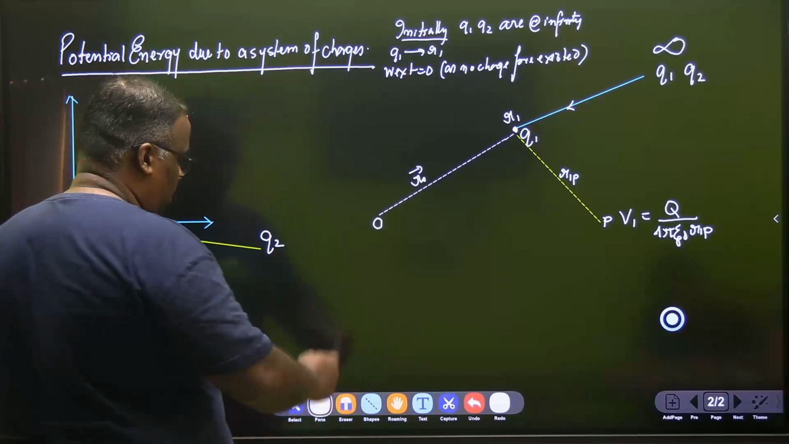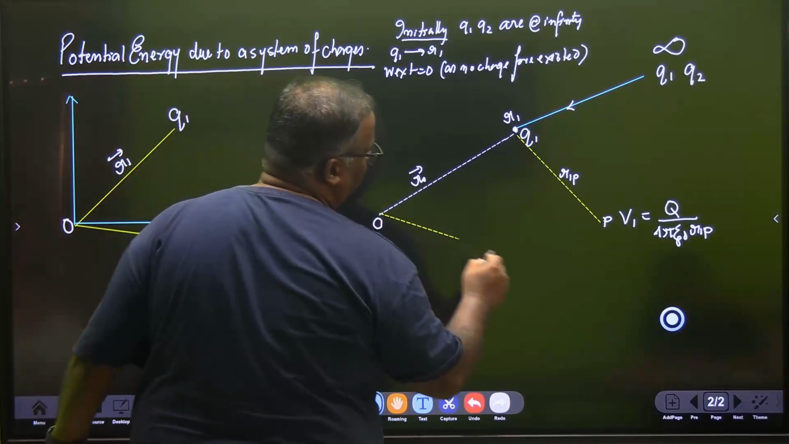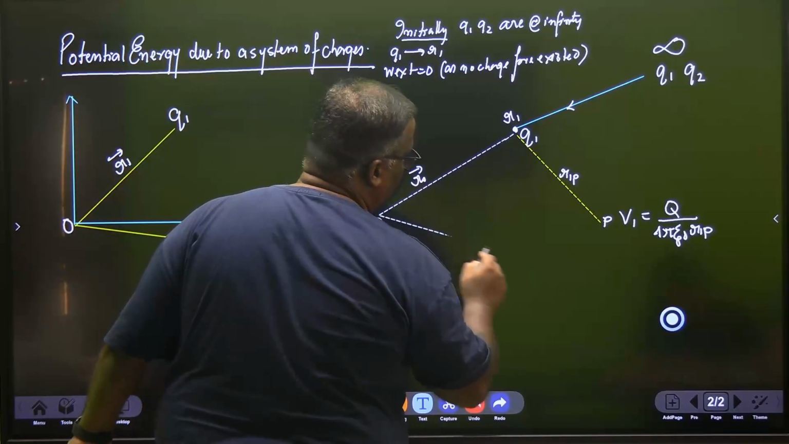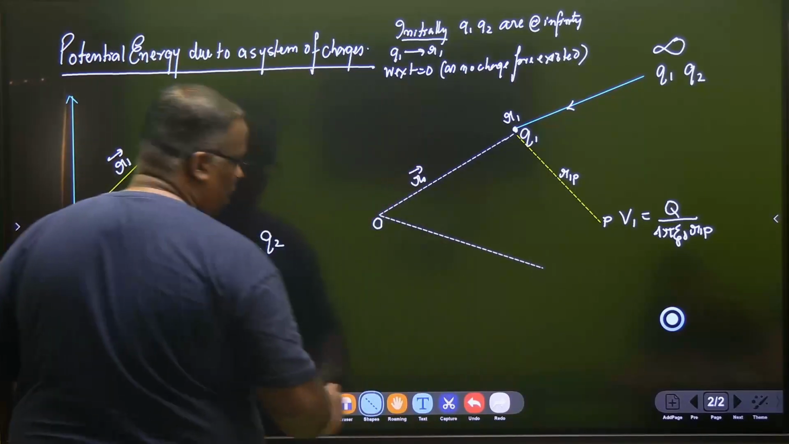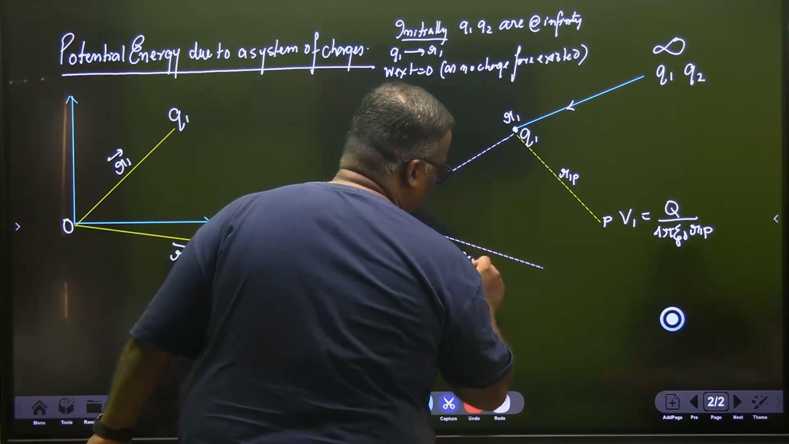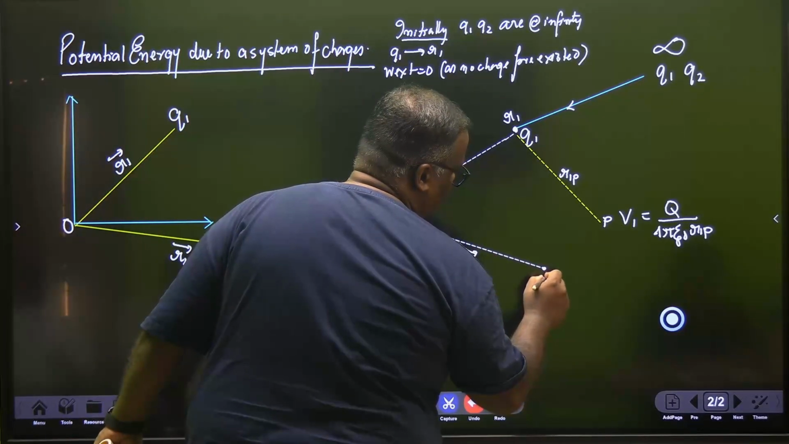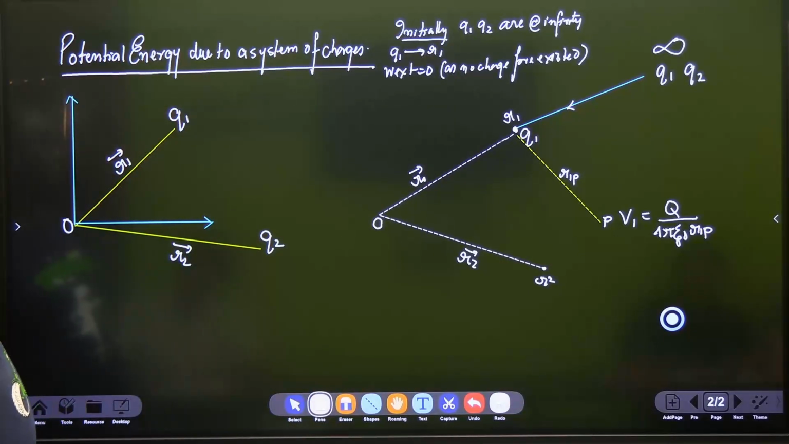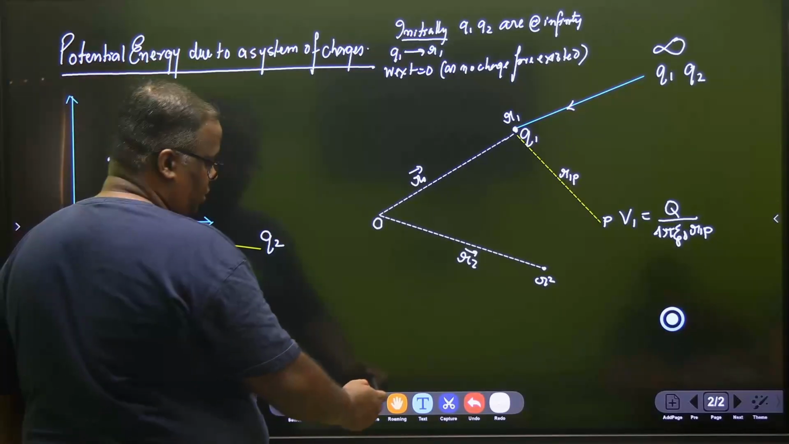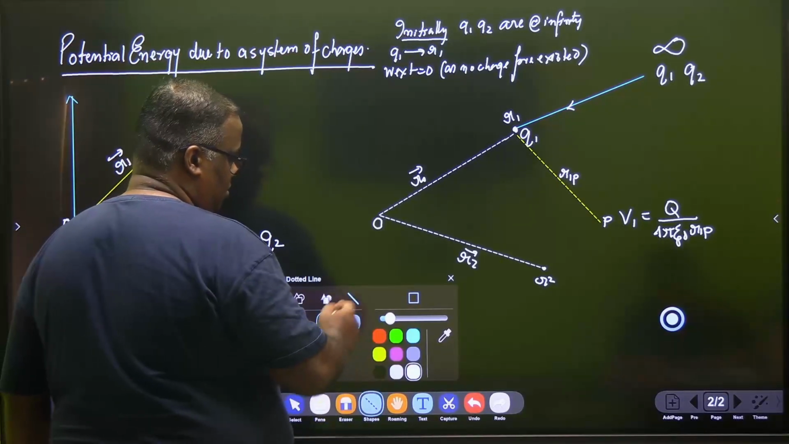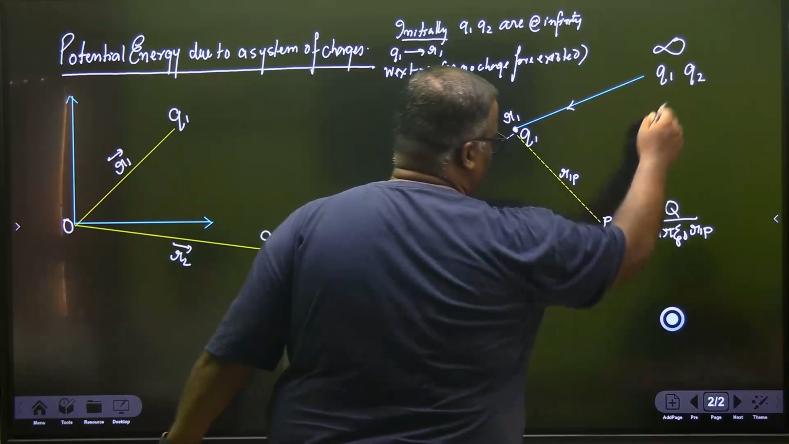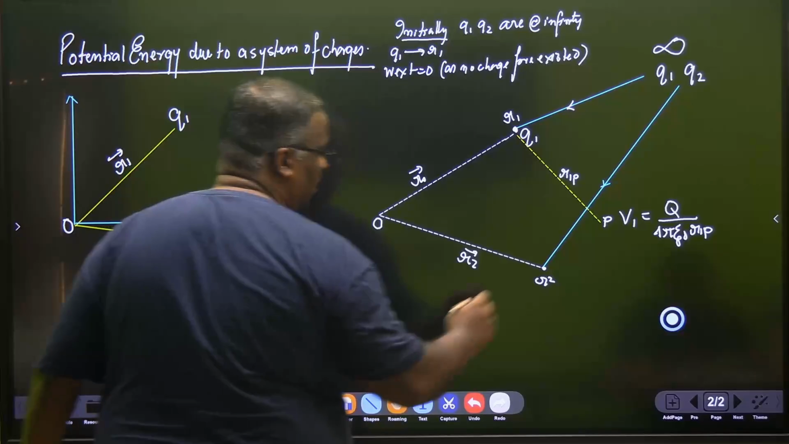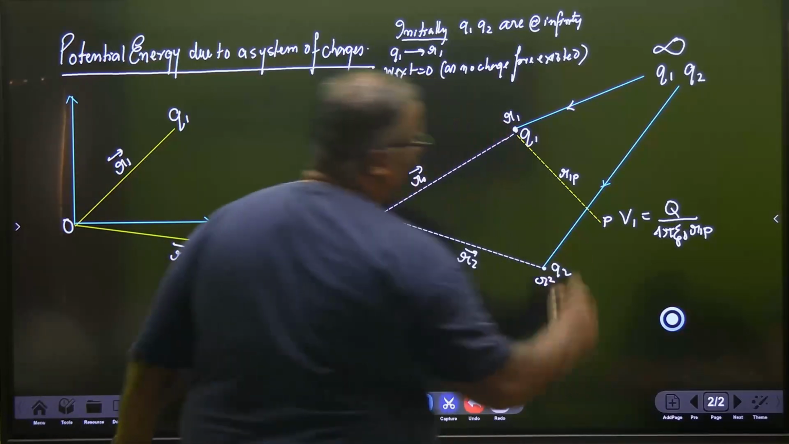Okay. Now let's have another point. Say this is our another point, which is R2. So this is R2 vector, and this point is called R2. Now you are going to shift Q2 to R2. So we are shifting Q2 to R2.